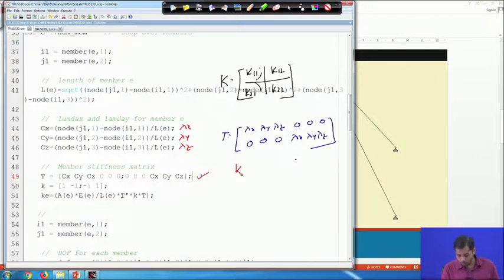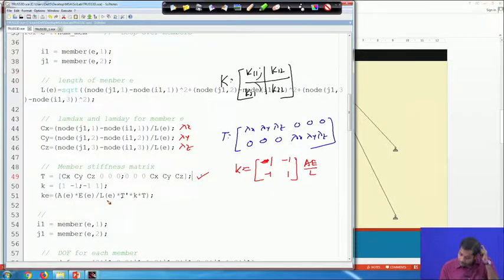If you recall, the local stiffness matrix is 1, minus 1, minus 1, 1, times AE by L. That is the stiffness matrix of a member, with respect to the local coordinate system. AE by L is not multiplied here, it is multiplied at the end.